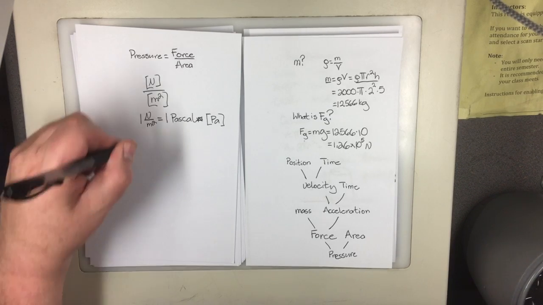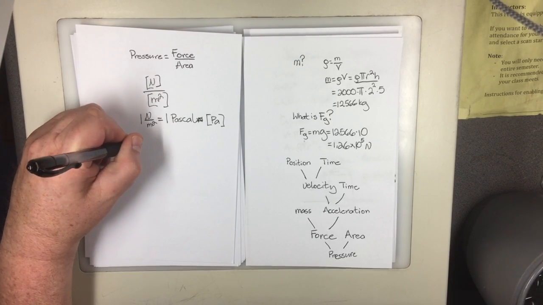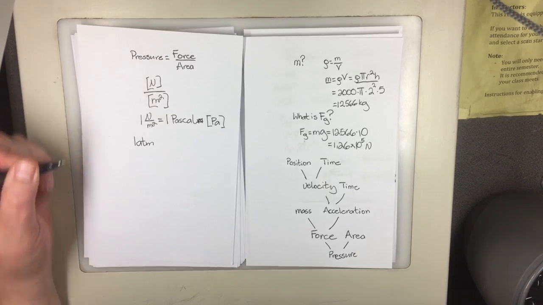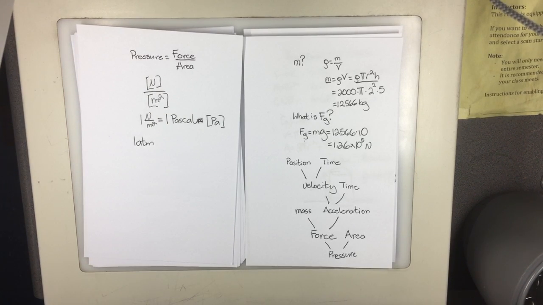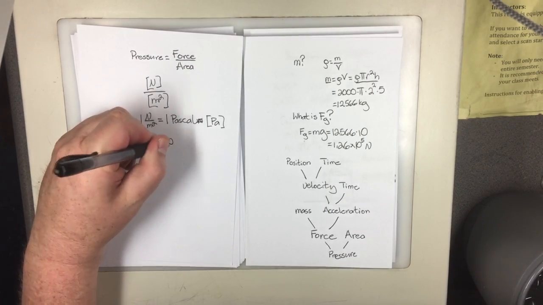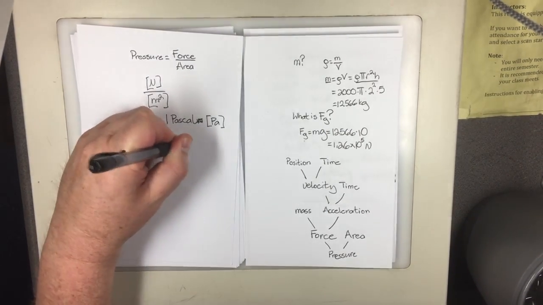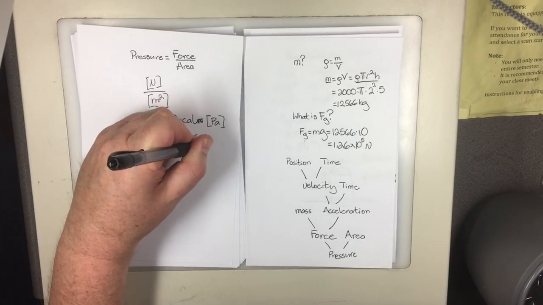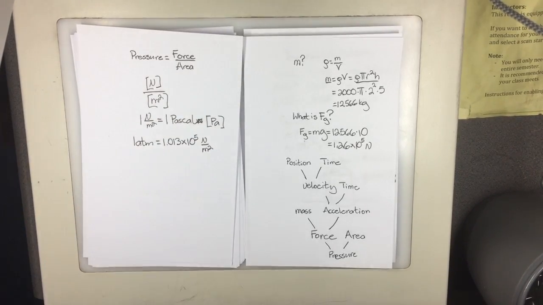Another conversion that we have is 1 atmosphere, the pressure that we're experiencing now, is 1.013 times 10 to the 5th newtons per meter squared. You will be given that number in the equation section.